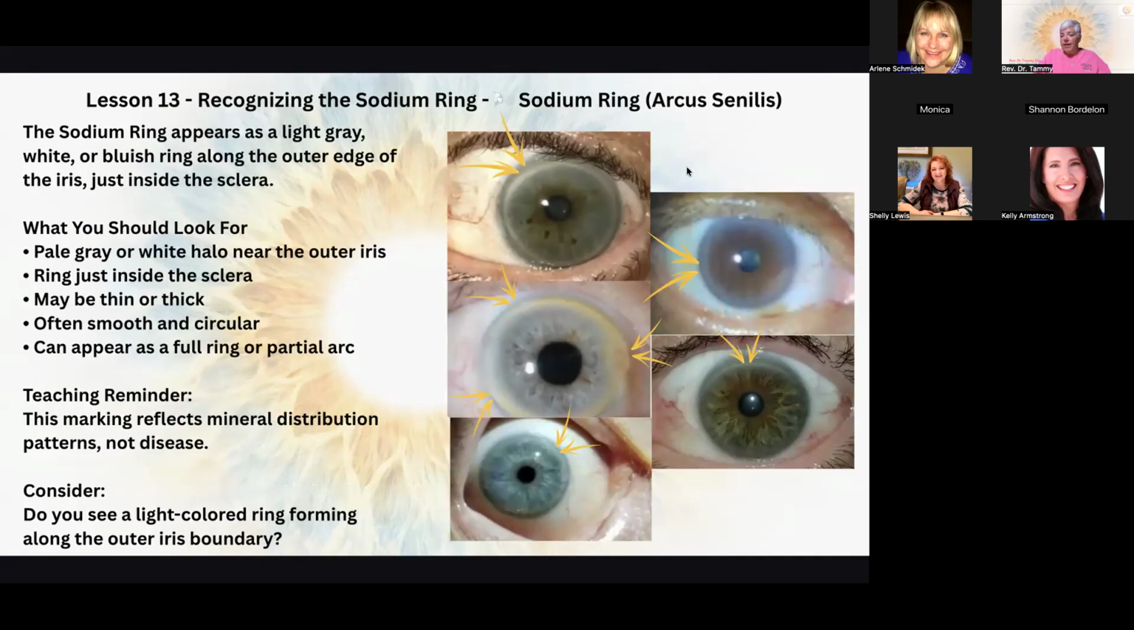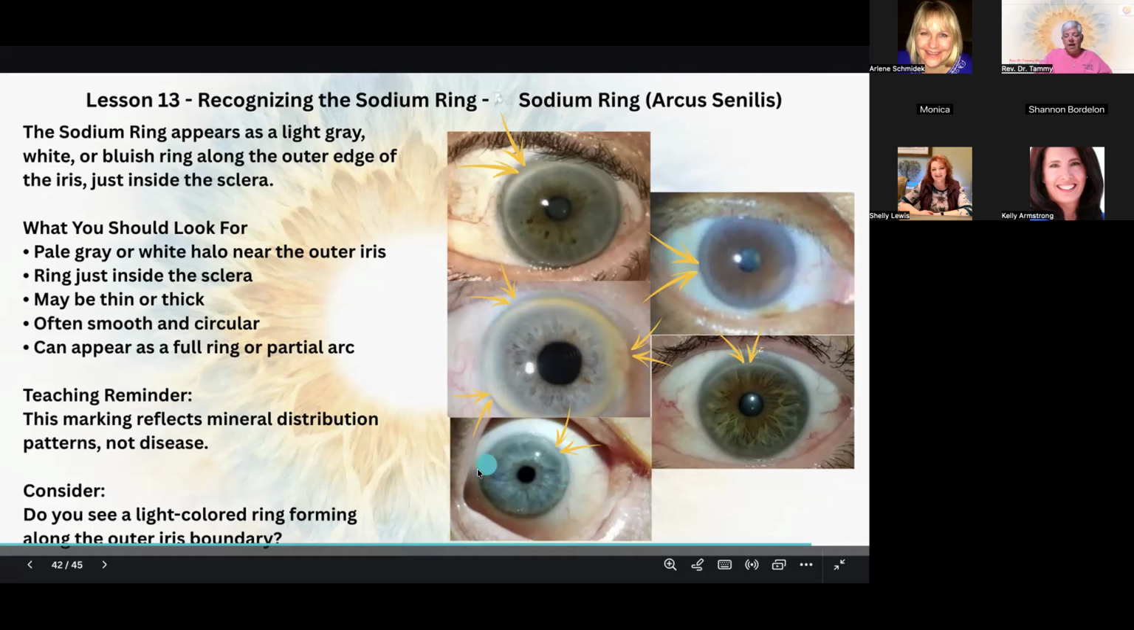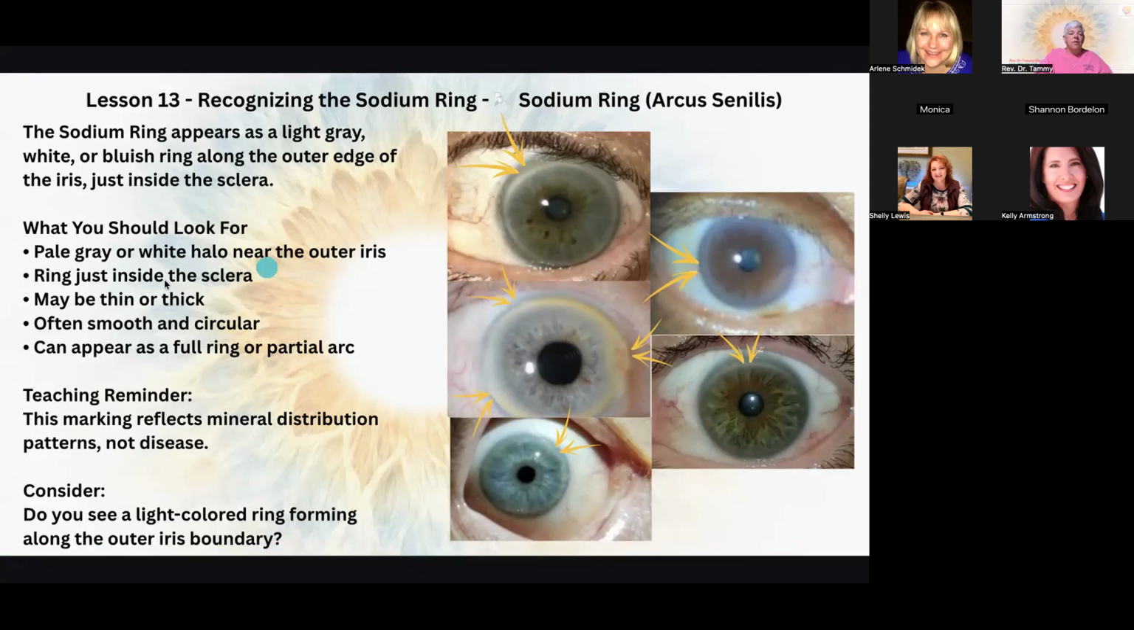Number 13, the sodium ring. That's what I posted about in our group. It's arcus senilis. The sodium ring appears as a light gray, white, or bluish ring on the outer edge. You can see it in every one of these. This one's more of a blue. This one is more of a yellow-white. This one's got one starting, but it's mainly here. And this one's got one starting. It's not all the way around, but these are all the way around. You can see those all the way.